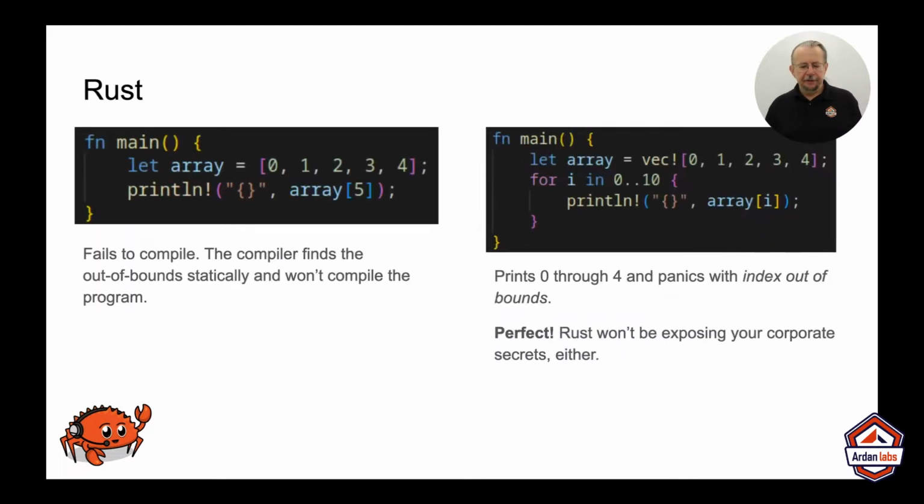Okay, so looking at Rust, it's kind of similar to Go. You let array equals 0, 1, 2, 3, 4. Try and print the 5th element that doesn't exist. Will not compile. The compiler is smart. It does a little bit of static analysis and realizes that index can't be right.